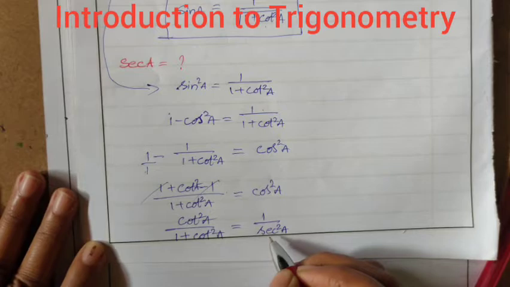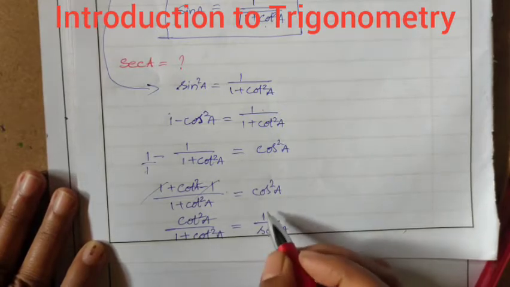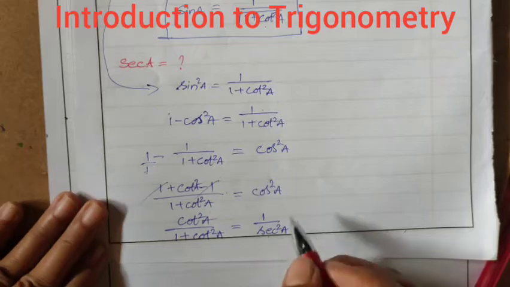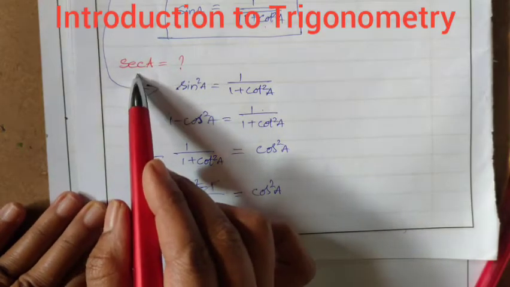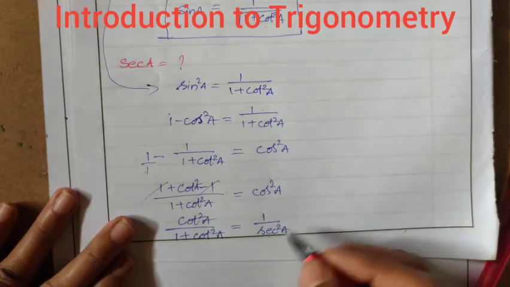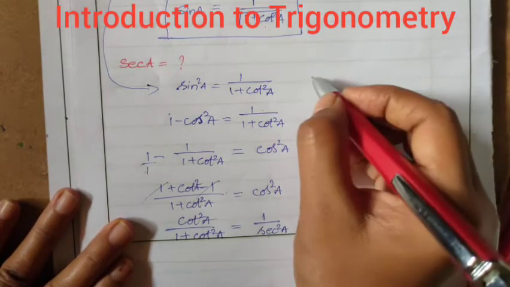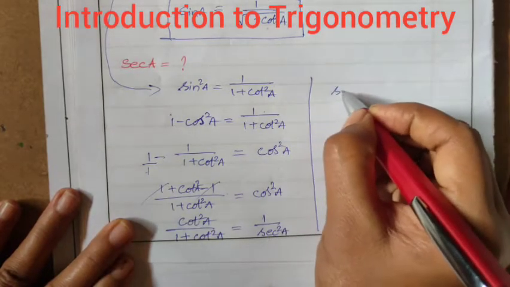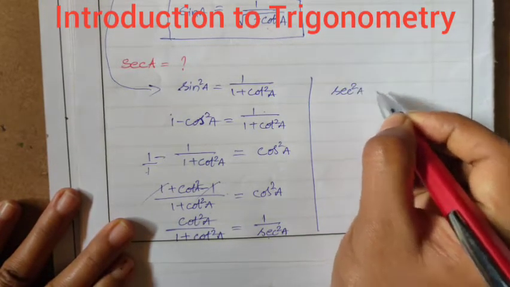Reciprocal of cos is what? Sec. Okay, so it can be written as 1 divided by sec square A. Now I want to write only sec A. So suppose I want to take this sec square in the numerator, what happened? So now observe this one. I take sec square A in the numerator.